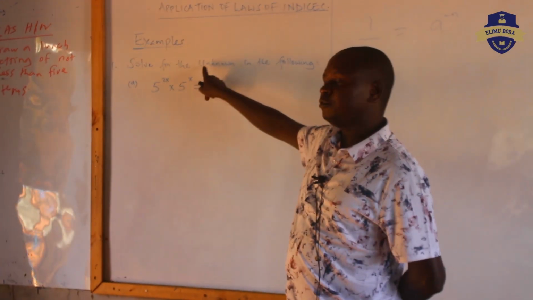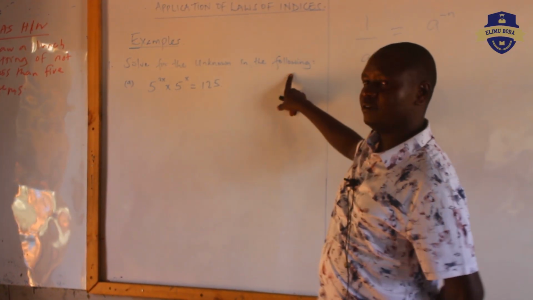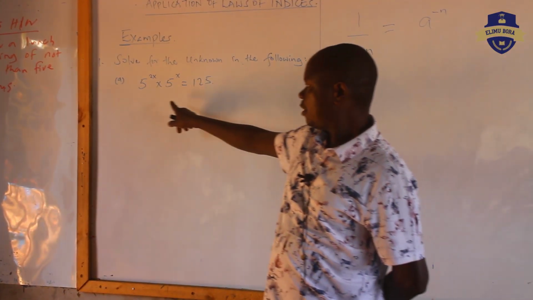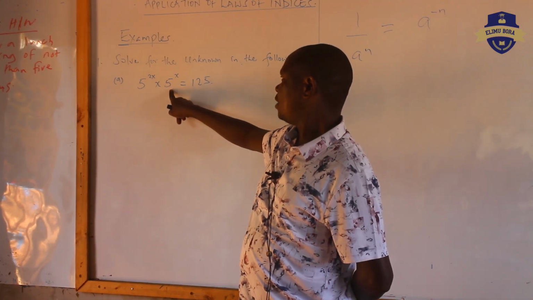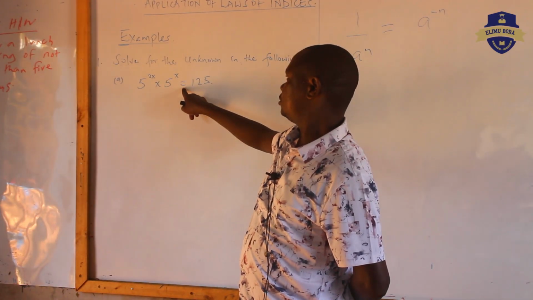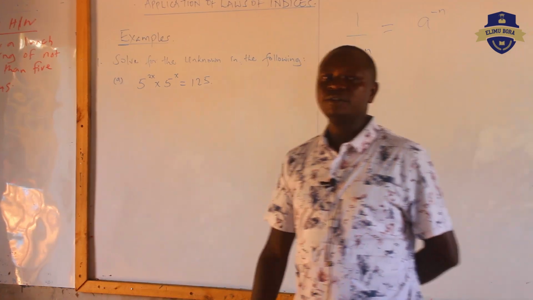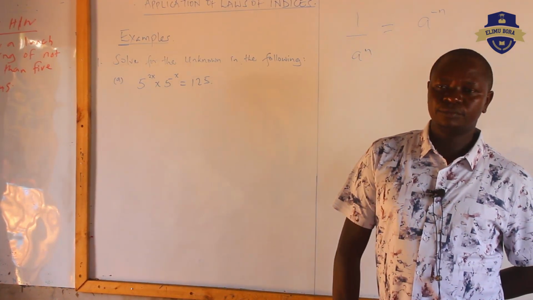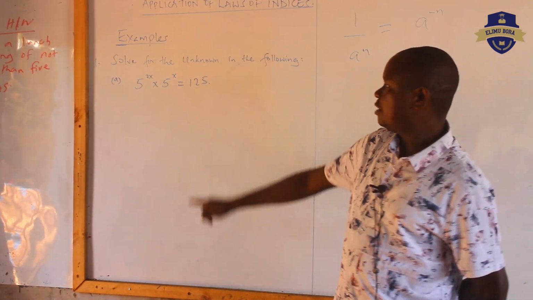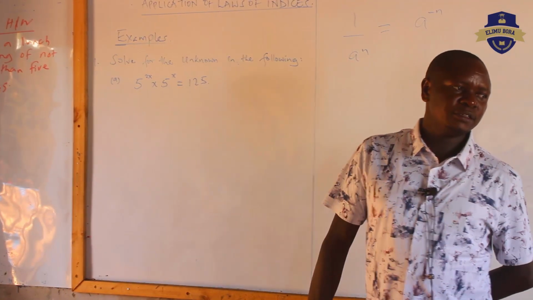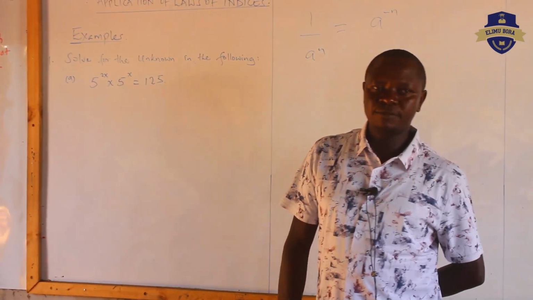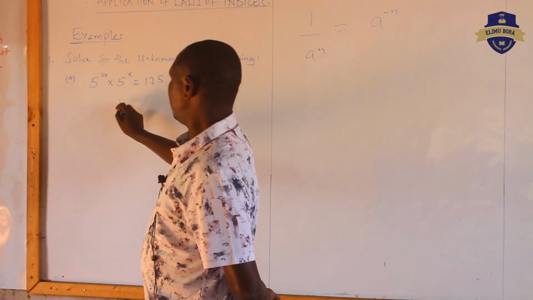Now, we are having here an example. They are saying solve for the unknown in the following: 5 to the power of 2x times 5 to the power of x is equal to 125. Do you see? What do we do? We find the factors of 125 to which base? To the base of 5.